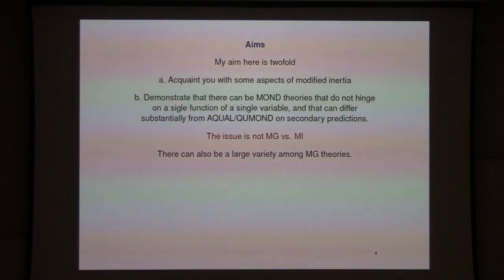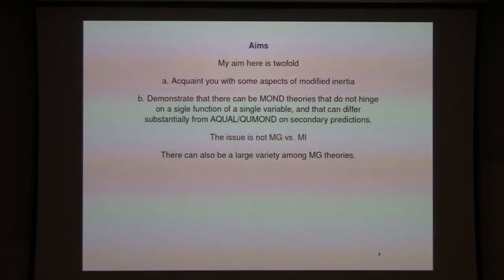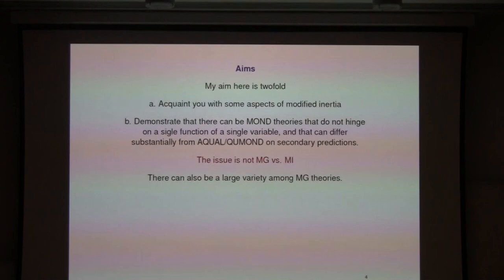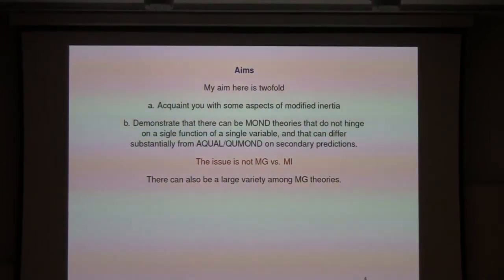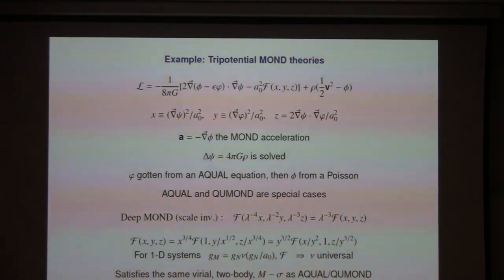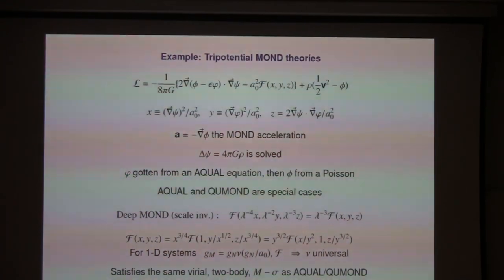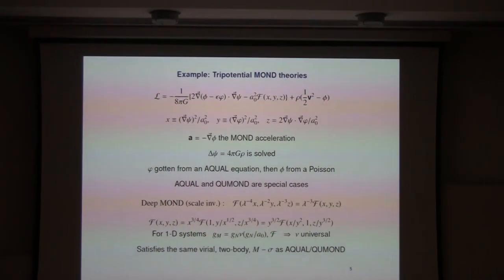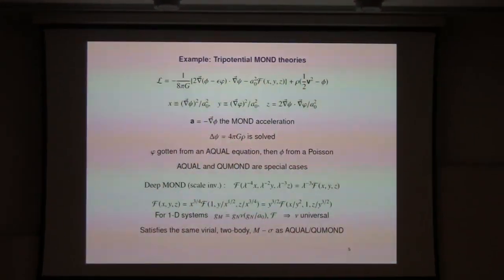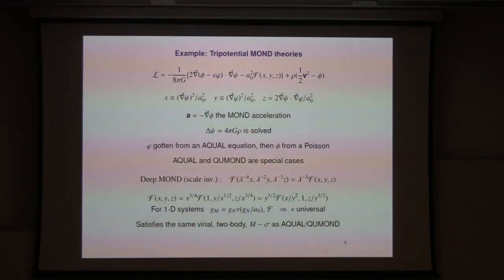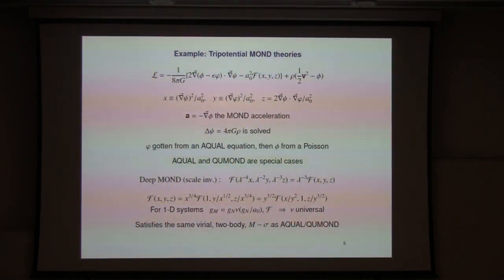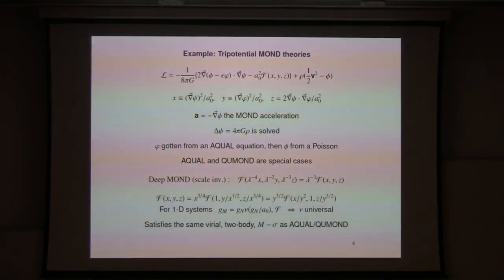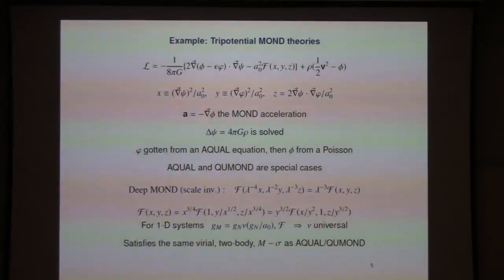Just in recent months, I actually proposed two different classes of modified gravity MONDs. One I will not mention, that was a few months ago, and one that I actually posted on the arXiv just a few days before the meeting. I don't mean to discuss it here, it's just an example. It is a class of theories that involves three potentials. In QUMOND, we have two potentials that appear in the Lagrangian. One of them is forced by the field equations to be the Newtonian potential. And the other potential is the QUMOND potential.